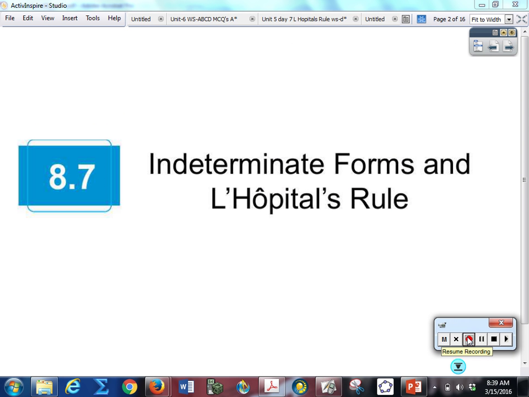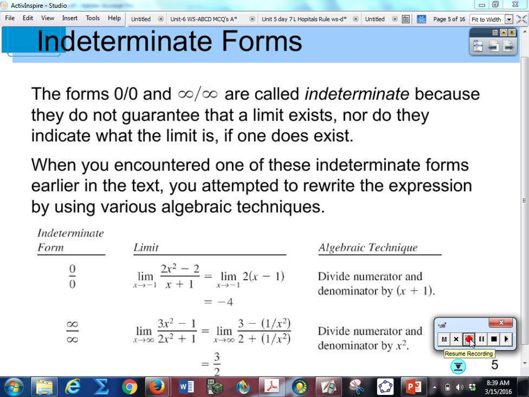So if you have indeterminate form, that's when you can use L'Hopital's rule. So write down indeterminate form: when you have 0 divided by 0 or infinity divided by infinity when you're doing limits. They're called indeterminate form because you don't know whether the limit exists or not. So oftentimes we went through and we would do algebra to get rid of them.